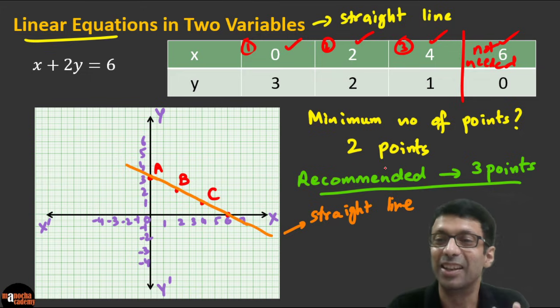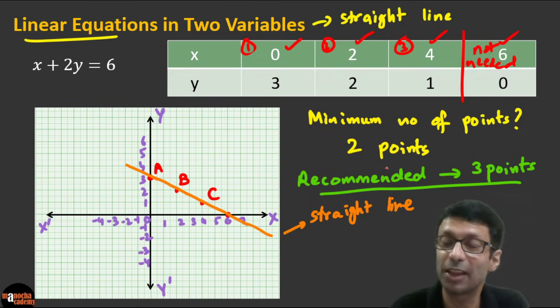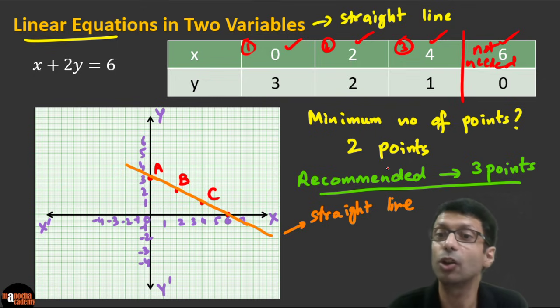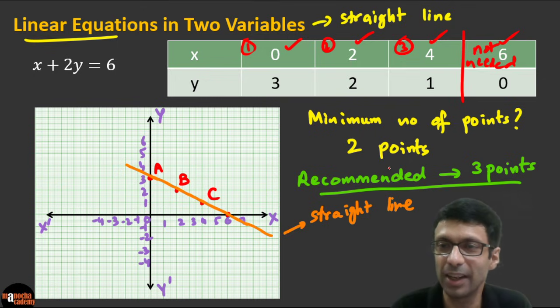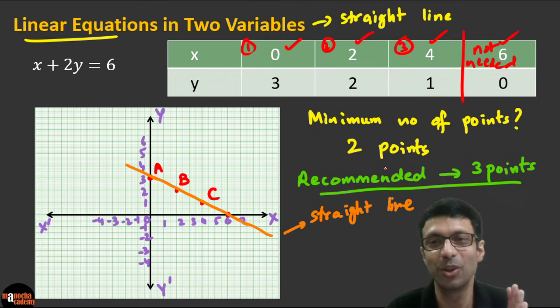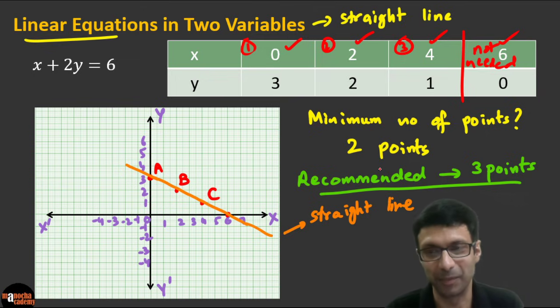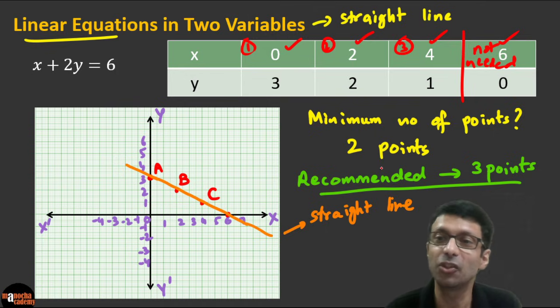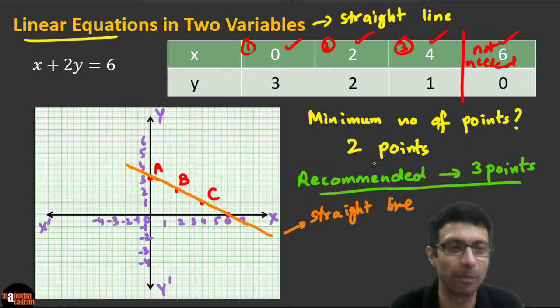Okay. And if the 3 points are not lying on a straight line, either your calculation is wrong when you are calculating X and Y, or your plotting is wrong. So that's an important point to check your answer. Because remember, it's a linear equation in 2 variables, so you should get a straight line and all the 3 points that you plotted should lie on that line. If any one of the points is not lying, either you made a calculation mistake or you didn't plot them correctly.